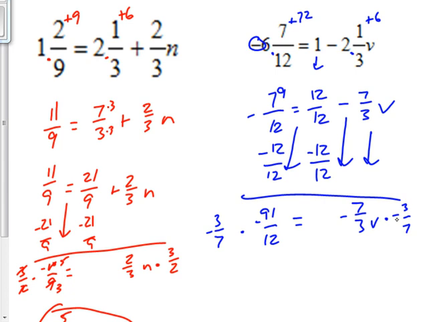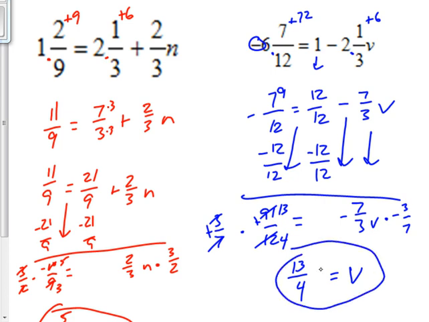So again, over here, my negatives cancel, my 3's cancel, my 7's cancel. I'm left with v, which is what I want. Here, my negatives are going to cancel. My 3 is going to go away. My 12 is going to change to a 4. Okay, and 91 is divisible by 7, so the 7 is going to go away, and the 91 is going to turn into a 13. So I'm going to end up with 13/4. And that is simplified, so that's going to be my final answer, and you can go ahead and check it by plugging it in using your calculator.